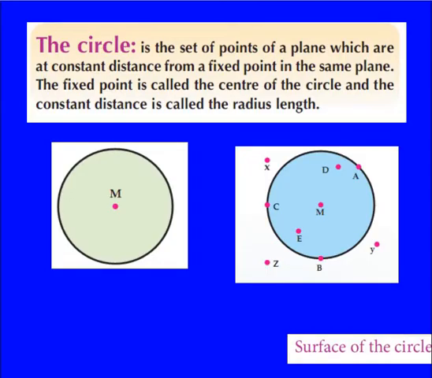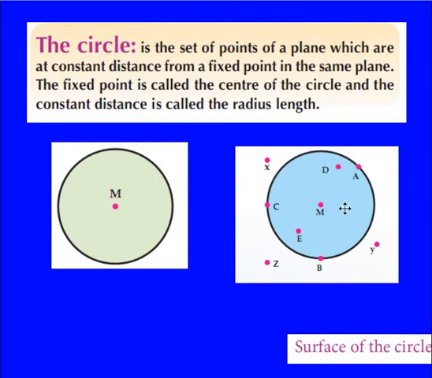The circle is the set of points of a plane which are at constant distance from a fixed point in the same plane. The fixed point is called the center, like point M in this circle, and the constant distance is called the radius length.